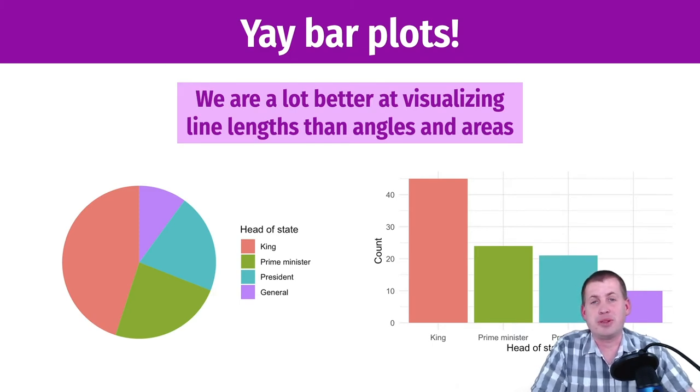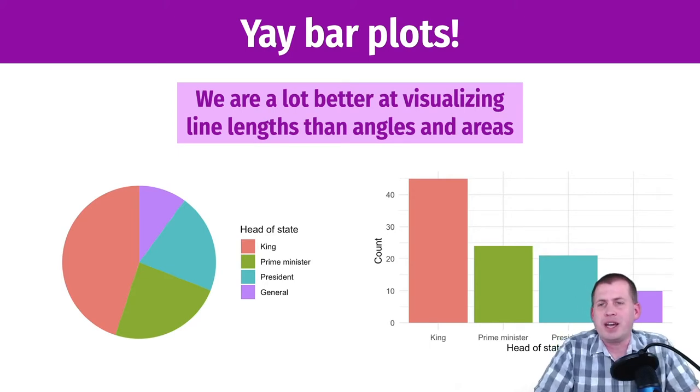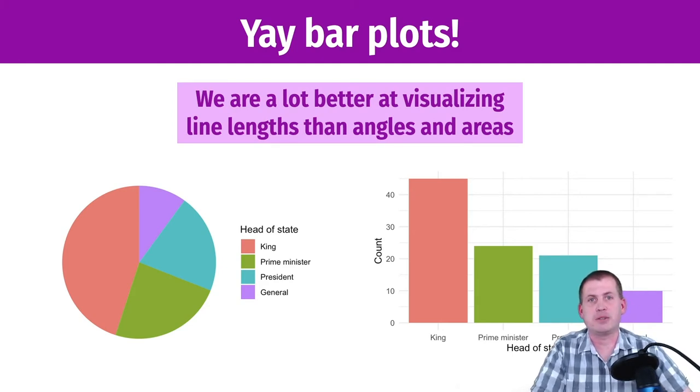This is one of the default plots that you can get in Excel. It's very easy to make. In R, you just use geom underscore col, and it'll make a column chart for you. The reason why these are so great and why they're kind of universally beloved is because as humans, we're really good at distinguishing differences in lengths of stuff.